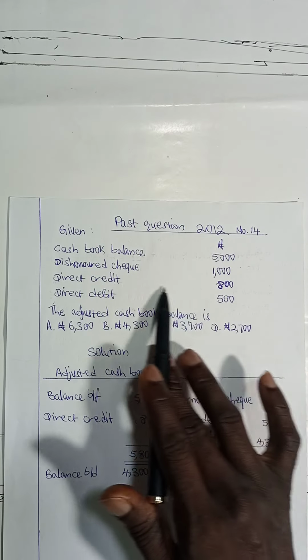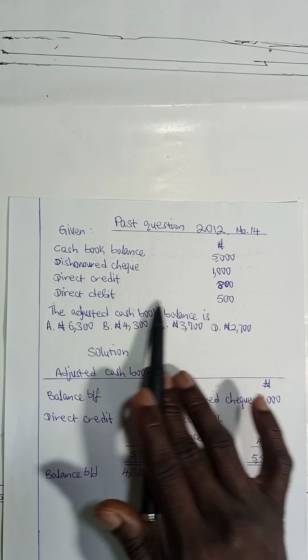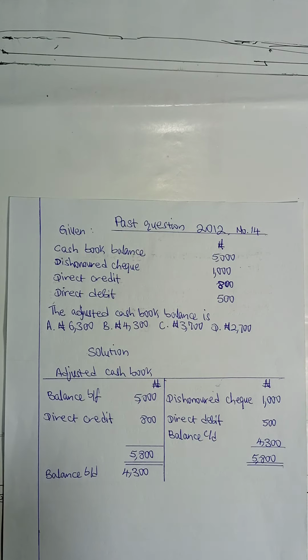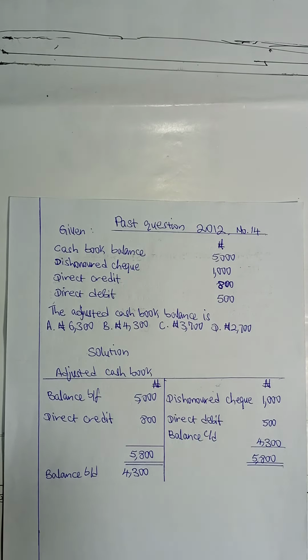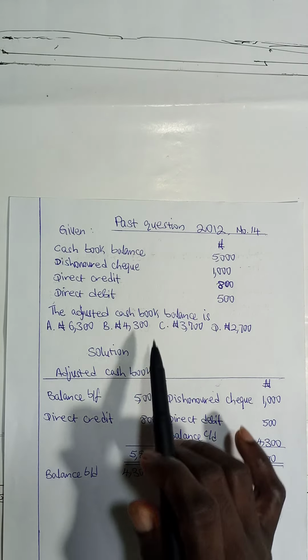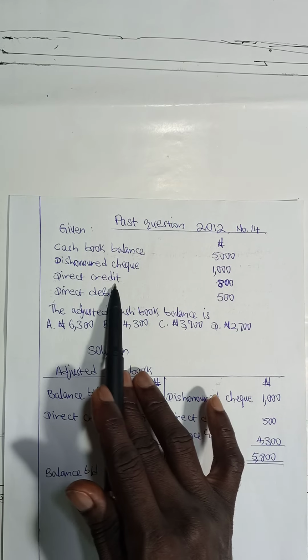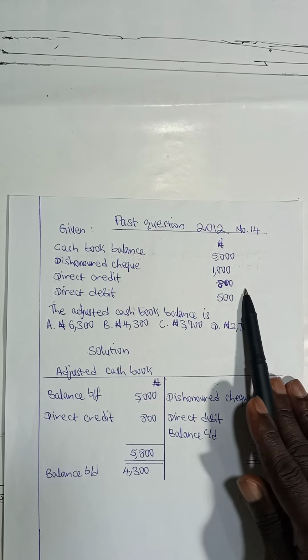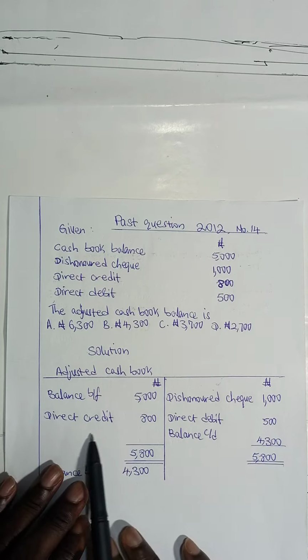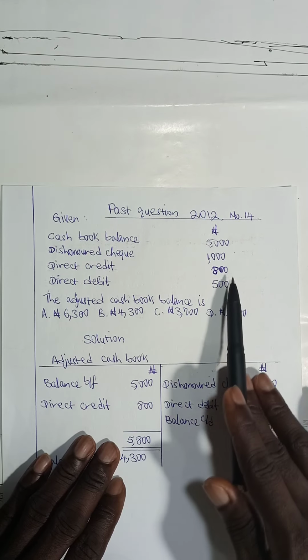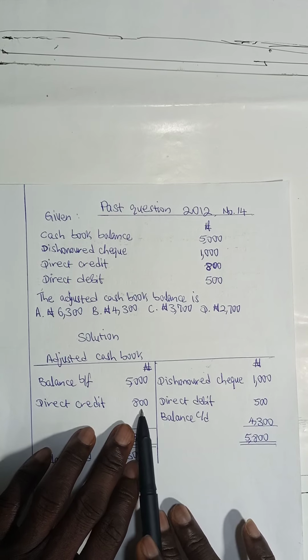Then we have direct credits. This direct credit is an example of credit transfer, and we explained the credit transfer in our previous class. We said credit transfer is the amount of money paid directly into the account holder's bank account by his customers. So this direct credit increases the assets of the bank account holder. That's the reason we are debiting it here, 800.